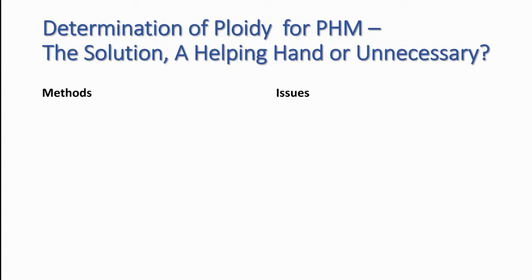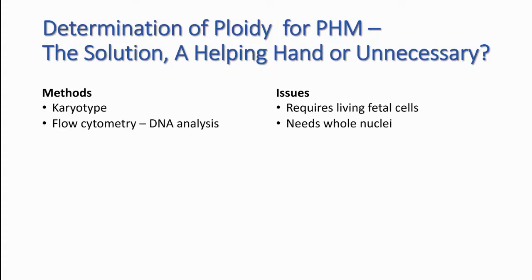So, what's the deal with ploidy for partial mole? Is it the solution, a helping hand, or completely unnecessary? Well, if you do it by karyotype, you have to have living cells. If you do it by flow cytometry, you need whole nuclei. If you do it with in situ hybridization, like FISH or SISH, it's inconclusive with just one chromosome because you could be looking at an aneuploidy for that chromosome. So you have to do a bunch of probes.